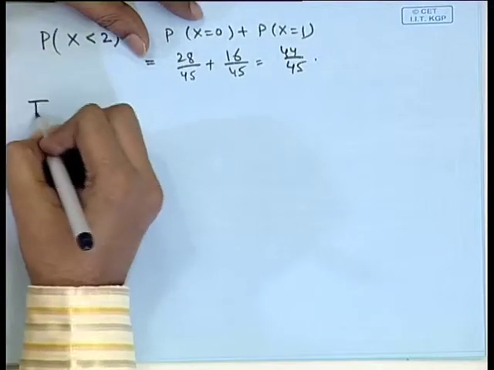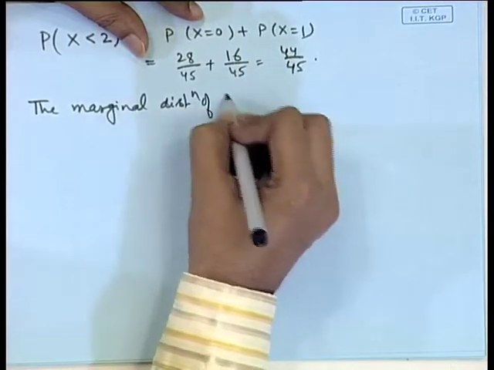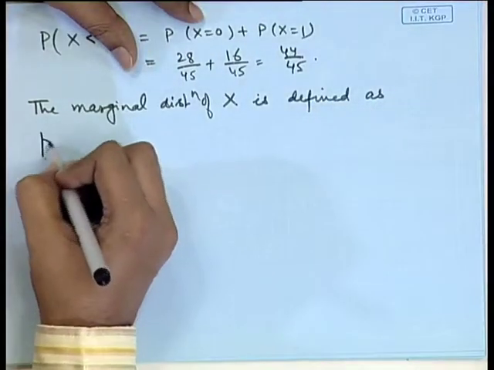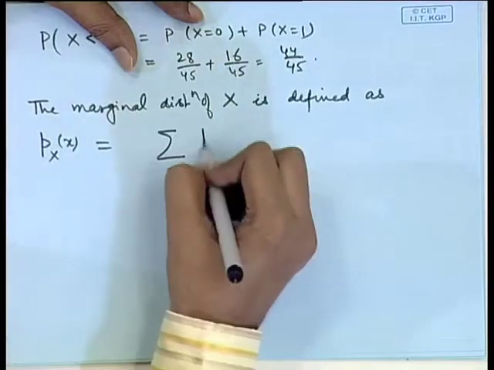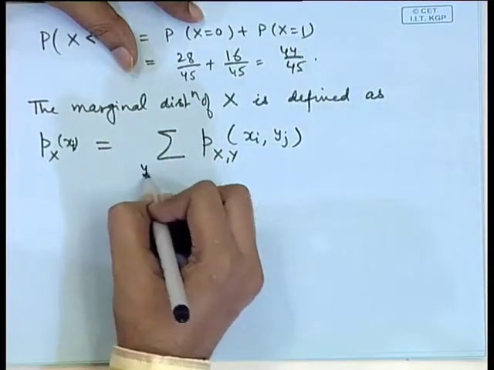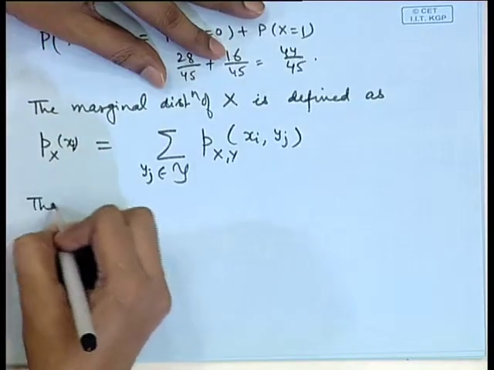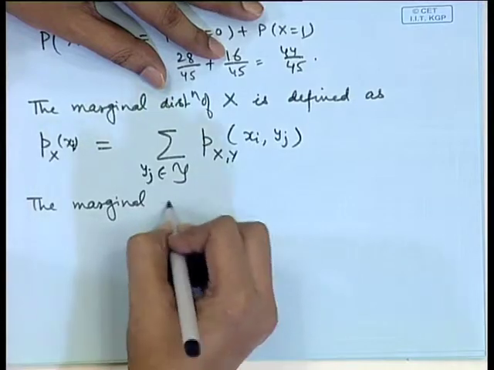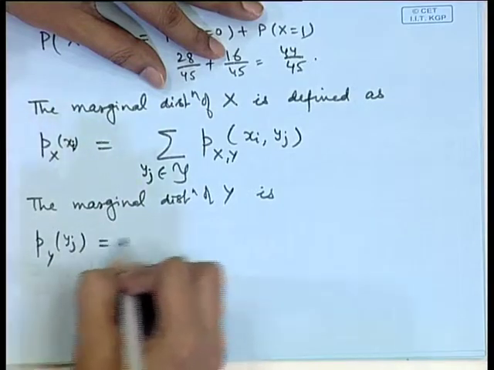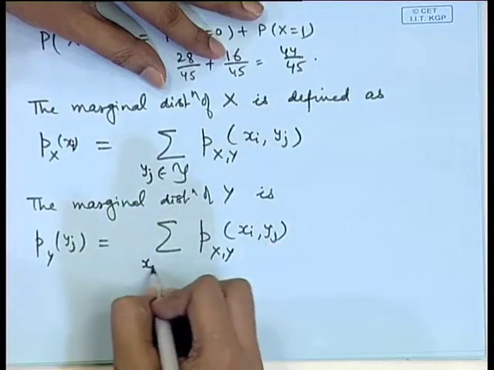So, in general, the marginal distribution of X is defined as, this is obtained by adding the values of the joint probability mass function over the range of Y. Similarly, the marginal distribution of Y is obtained by adding the joint probability mass function with respect to x_i.